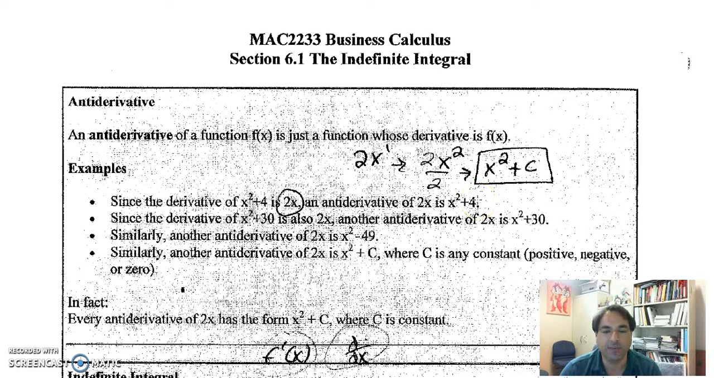Now, the question is, why does that work? Well, remember, when you take a derivative, the 2 goes to the front, and we subtract 1. So we multiply by the 2, and we subtract 1. Well, the opposite is, instead of subtracting 1, we add 1, and that new number is 2, and instead of multiplying by that number, we divide by that number. So it's the opposite.